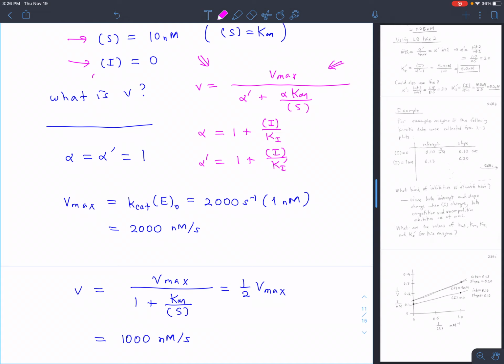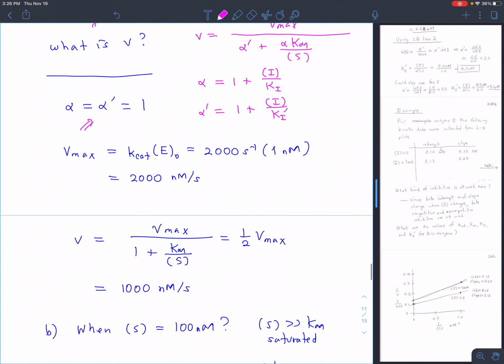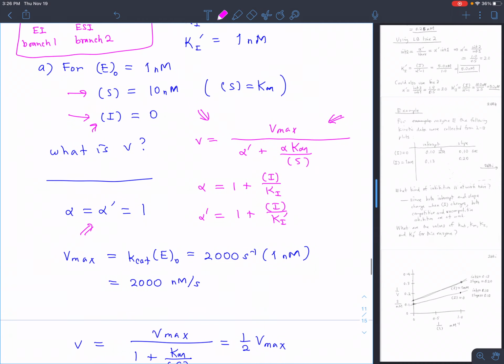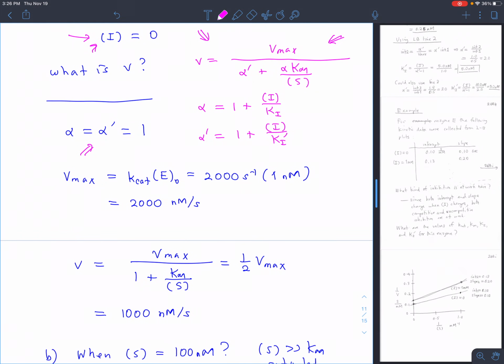And in this case, since the inhibitor concentration is 0, that's exactly what you get. Both alpha and alpha prime are 1, which means you get ordinary Michaelis-Menten. And we also have S equal to Km, which means that V is equal to 1/2 Vmax. You can actually plug the numbers in here. This is 1 in this case, right? So clearly you get 1/2 of Vmax.